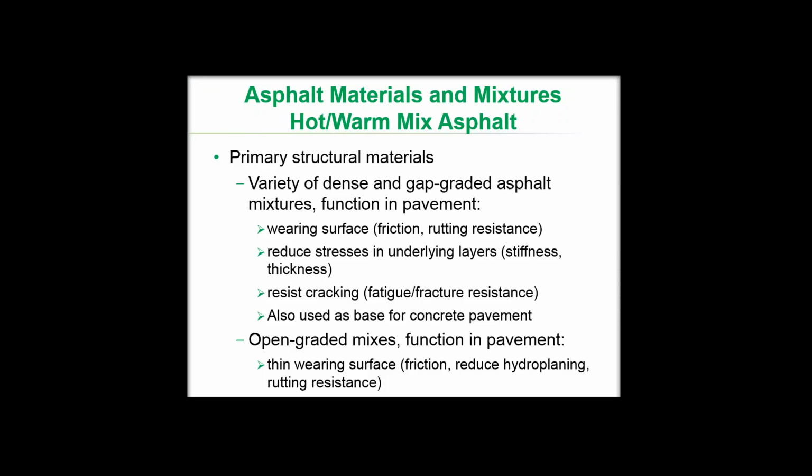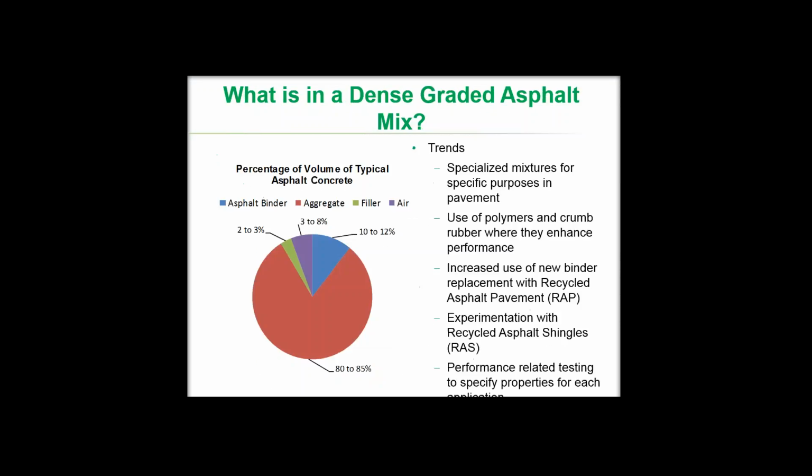Another kind of hot and warm mix that we use is open graded mixes, and those are used as thin wearing surfaces. Those provide even more friction and take the water off the surface of the pavement, which reduces the risk of hydroplaning. And because they're on the surface, we need them to also resist rutting.